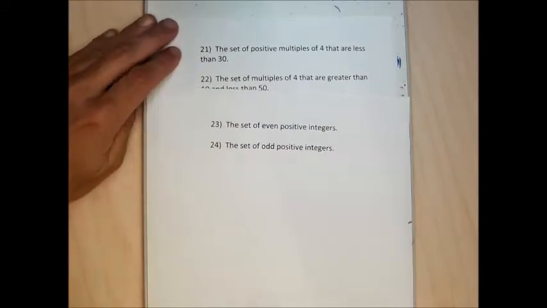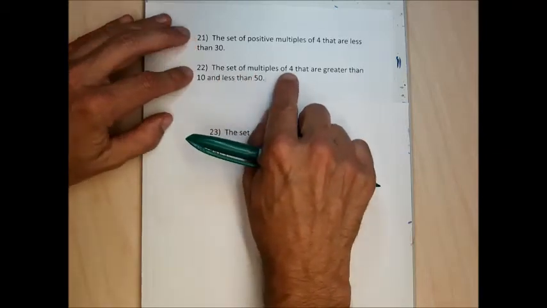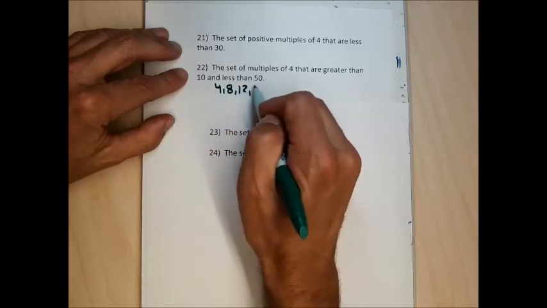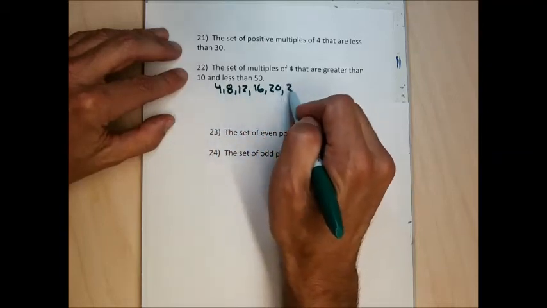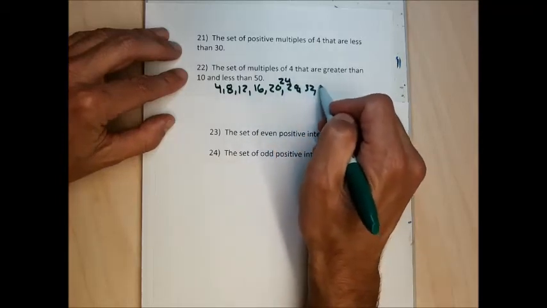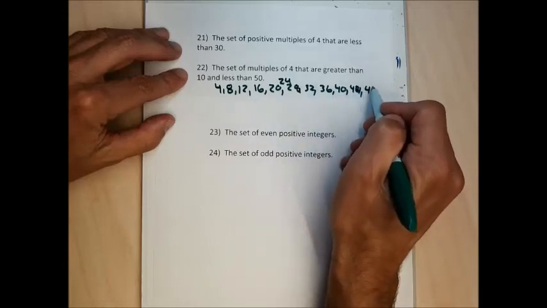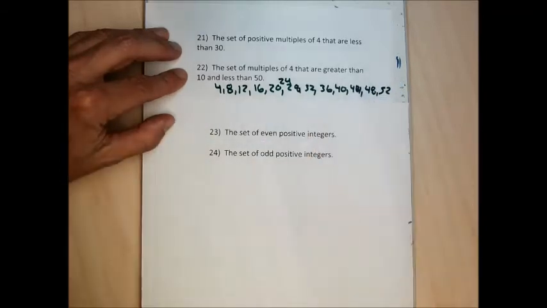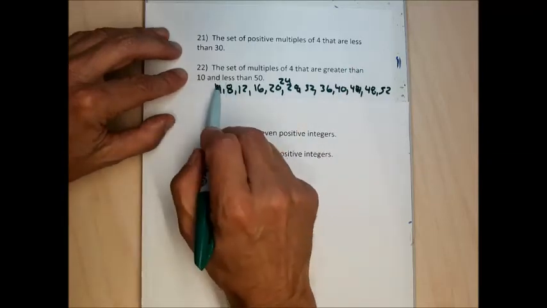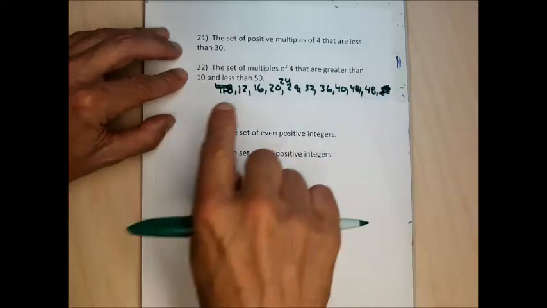Now the sneaky questions, 21 and 22. My 22 is a set of multiples of 4, so let me start writing down the multiples of 4 again. 4, 8, 12, 16, 20, 24, I forgot 24, 28, 32, 36, 40, 44, 48, 52. These are all multiples of 4. My set only contains multiples of 4 that are greater than 10, not including the 4 and the 8, and less than 50, not including the 52. This is actually a finite set.